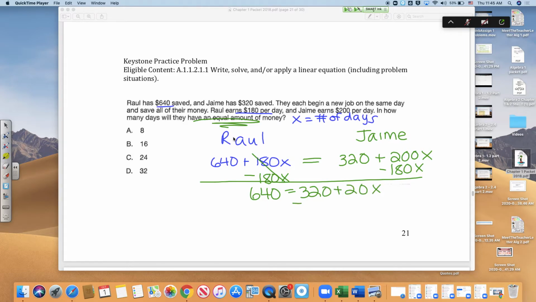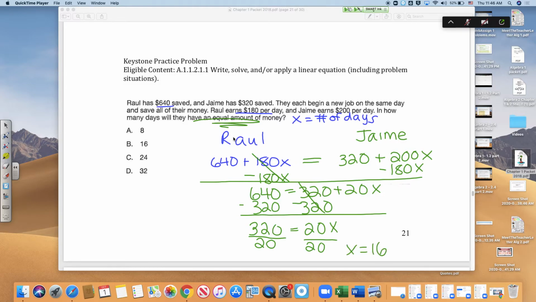Now I am going to subtract 320, and I get 320, since 640 minus 320 is 320. 320 equals 20x. And then I'll divide by 20. And 320 divided by 20 is 16. So that means that in 16 days, they will have an equal amount of money.